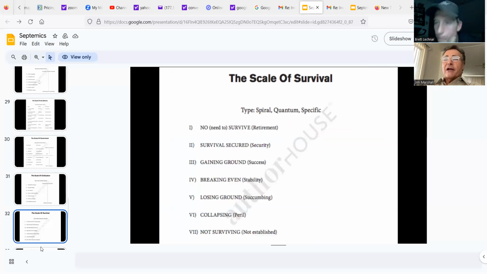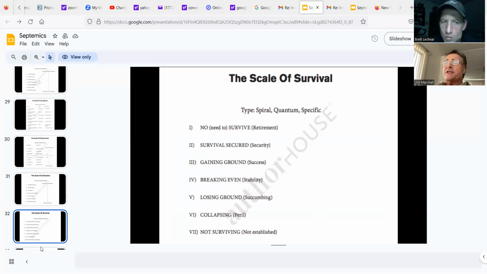Okay, the scale of survival. This is absolutely vital for everybody. The main reason that people have difficulty succeeding is because they don't know this scale. I use the scale continuously, day and night, on everything. When I say survival, I mean it as a gradient. I don't mean that you're struggling for food and water. Survival could be at a low level or a high level.